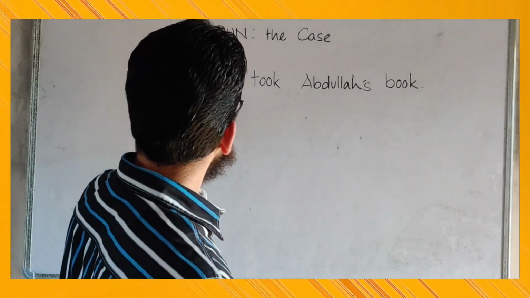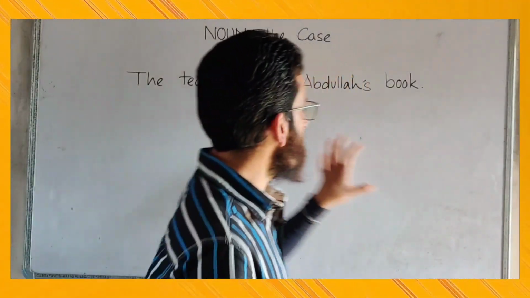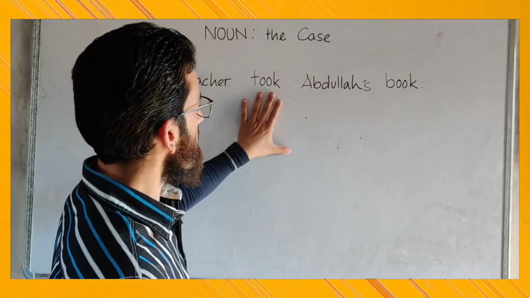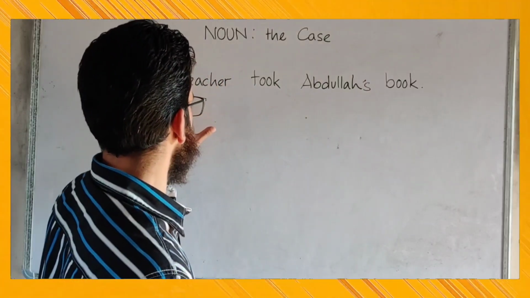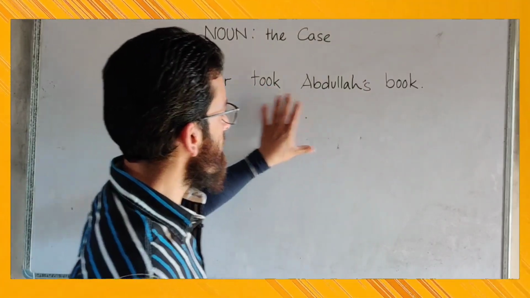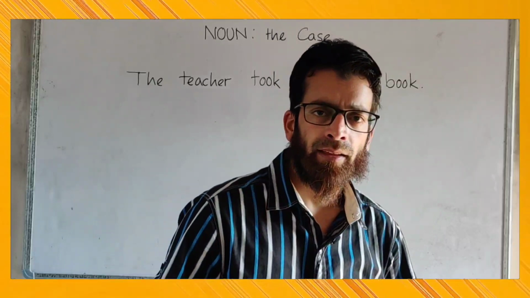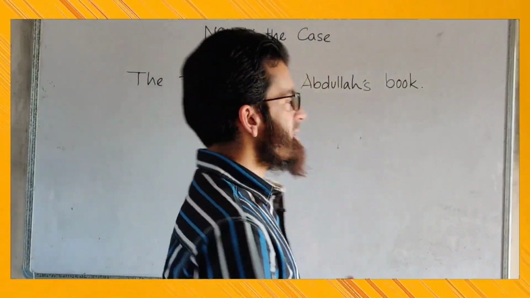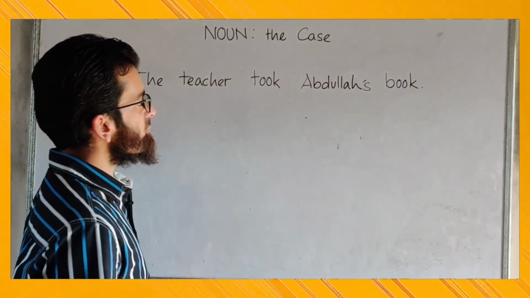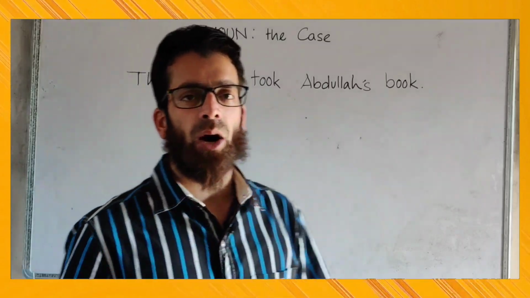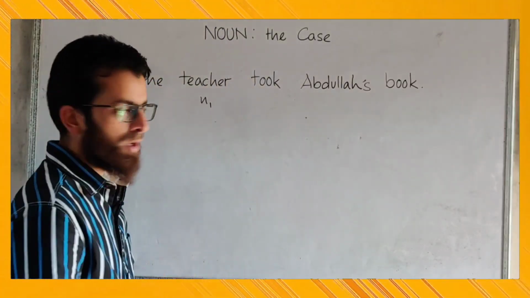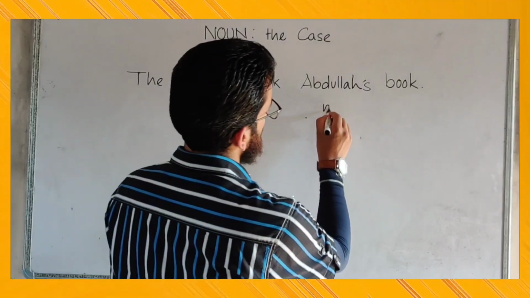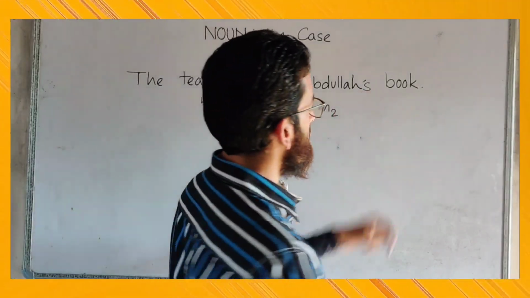So I have written a simple sentence on the board. The teacher took Abdullah's book. This is a simple sentence. If we analyze this sentence, we have 3 basic nouns, 3 main nouns in this sentence. We have noun 1, that is teacher. We have noun 2, that's Abdullah's. And we have noun 3, book.